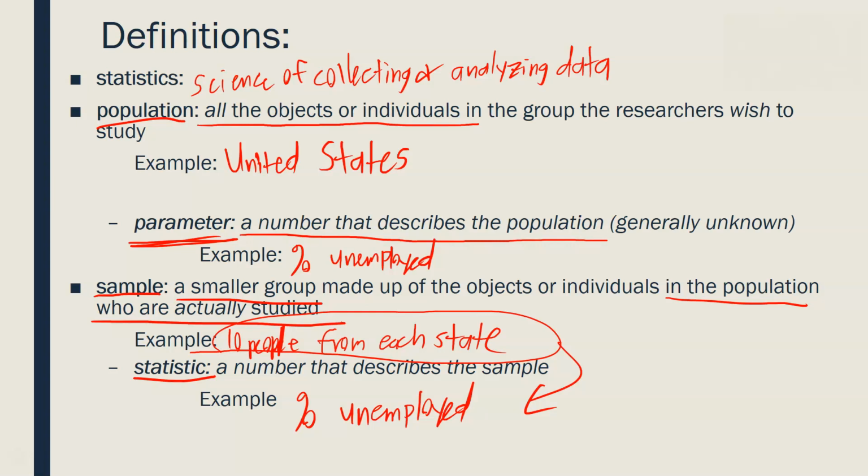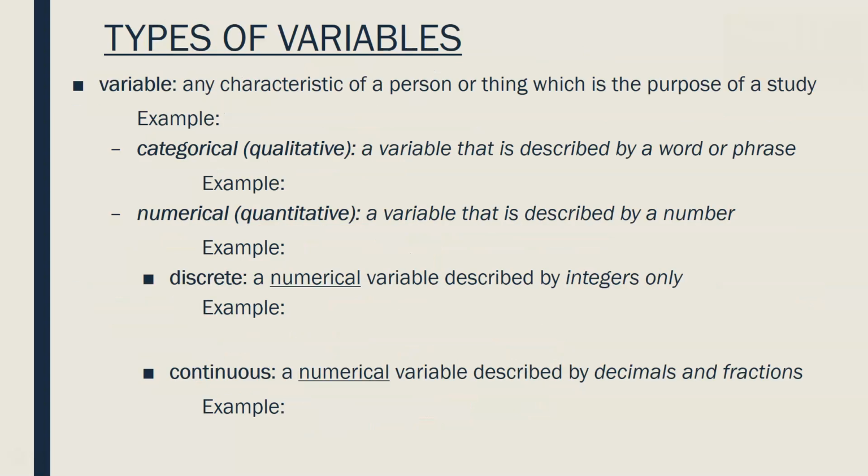Statistics is the science of collecting and analyzing data. A population is all the people that I'm concerned with studying, and then a parameter is a number representing that entire population. A sample is a smaller group from that population that I'm studying, and a statistic is a number that describes that sample.